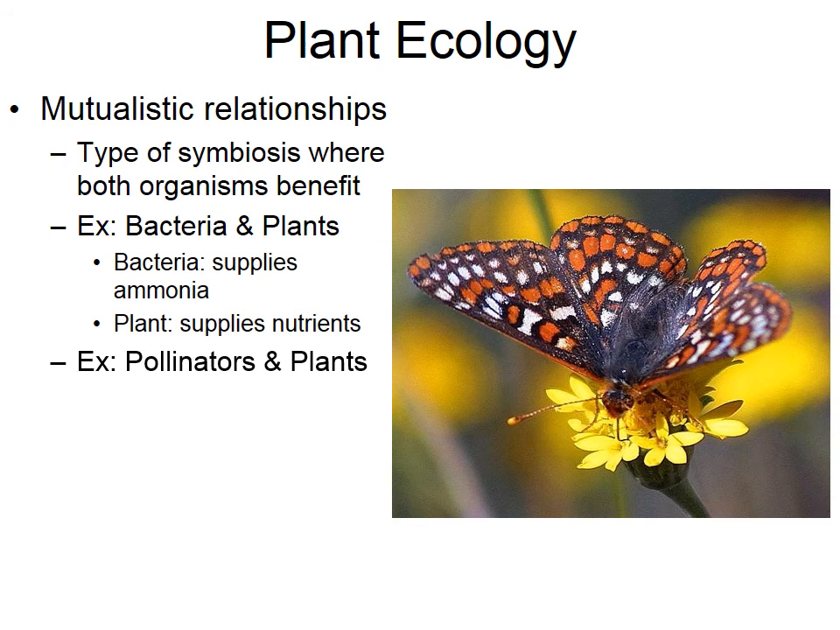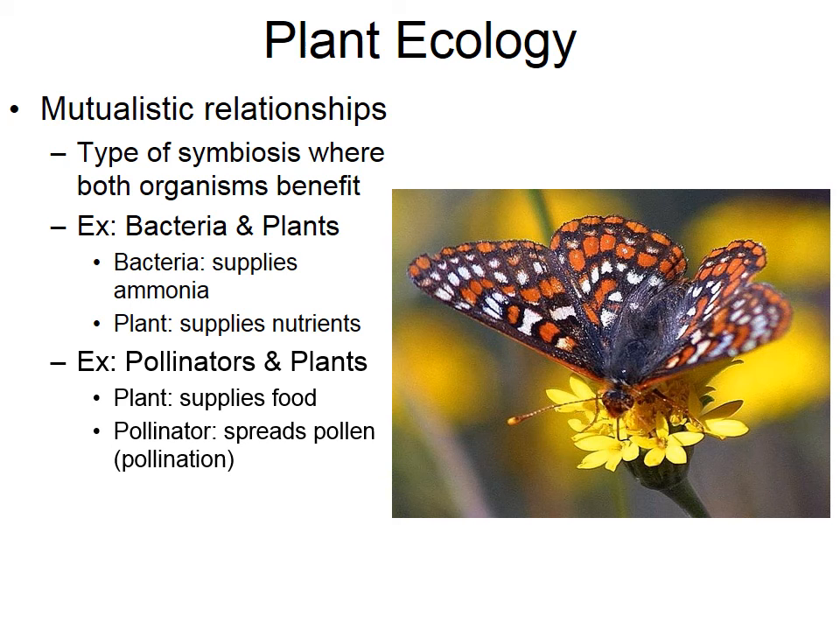So kind of a more classic example of mutualism involving plants is a relationship between plants and pollinating animals. In this case, the plant supplies food or nectar for whoever the pollinator is, whether it's a bumblebee, whether it's a hummingbird, and in the picture here you see it's a butterfly. So the plant supplies food. What about the pollinator? The pollinator spreads pollen for the plant. As the pollinator flies from flower to flower to flower, it spreads pollen and achieves pollination in order for the plant to reproduce. Again, a classic example of mutualism.